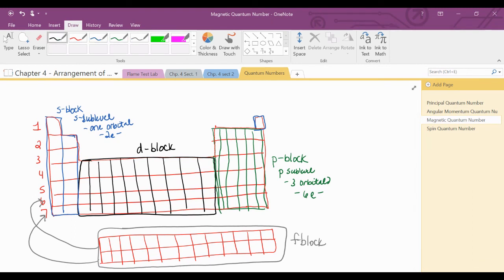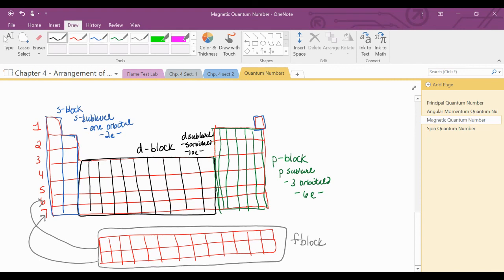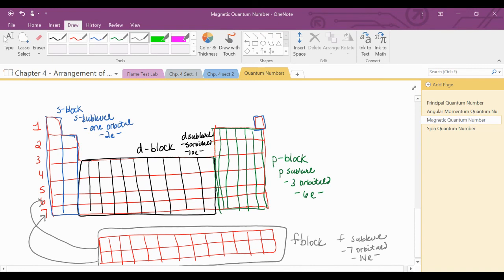If we're talking about D block, we're referring to the D sublevel. This has 5 orbitals, which means you can hold 10 electrons in D. And if we're talking about the F block, we're referring to the F sublevel, which has 7 orbitals, and it means it can hold 14 electrons. Okay, so not only should you be able to see relationships for energy level, but relationships for the sublevel also.